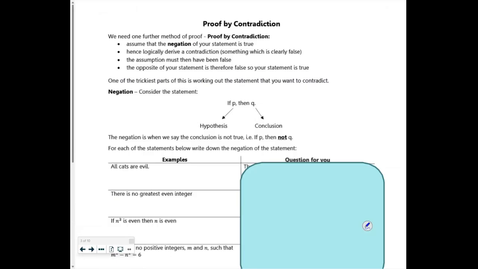So it says we need one further method, proof by contradiction. Assume that the negation of your statement is true. Hence, logically derive a contradiction, something which is clearly false. The assumption must have been false. The opposite of your statement, therefore, false. So your statement is true. So if you want to show something is true, what you want to do is show the negation is false. Show everything else is false.